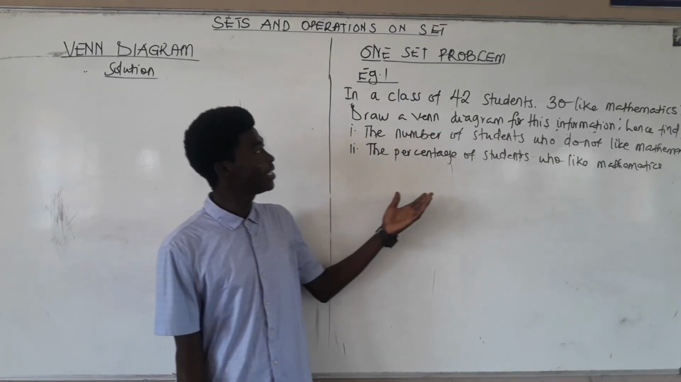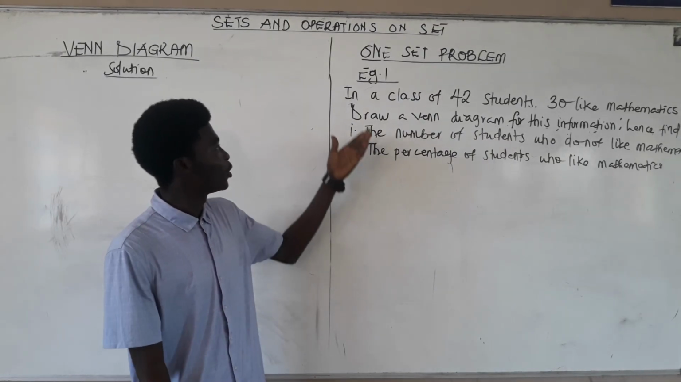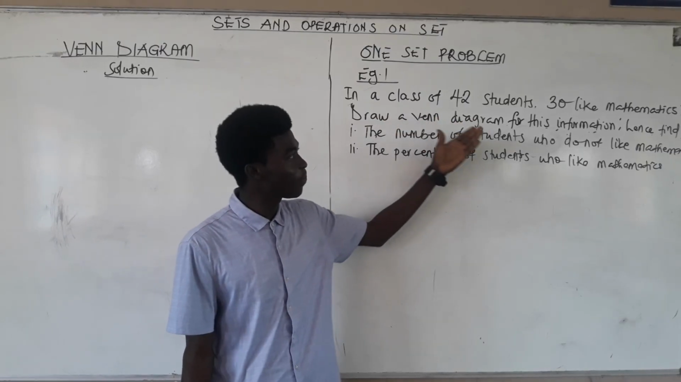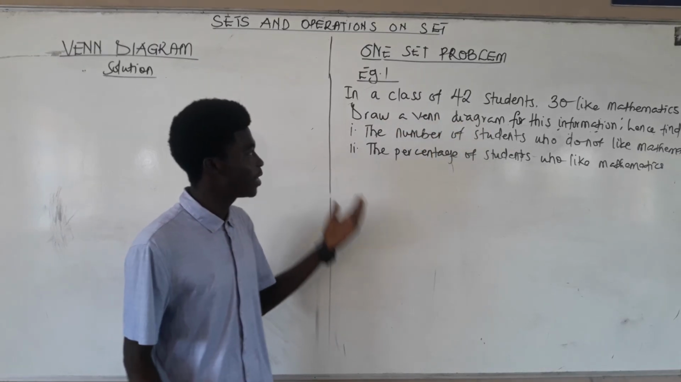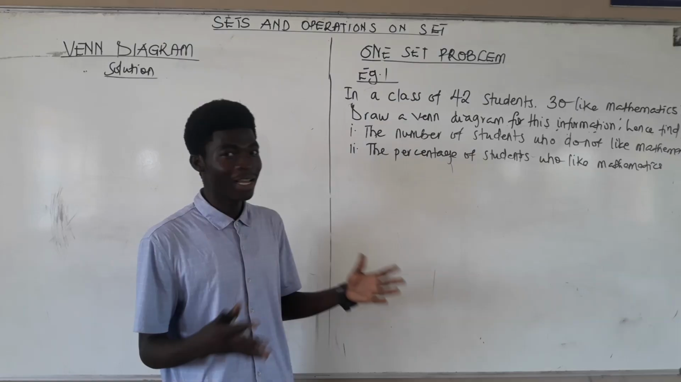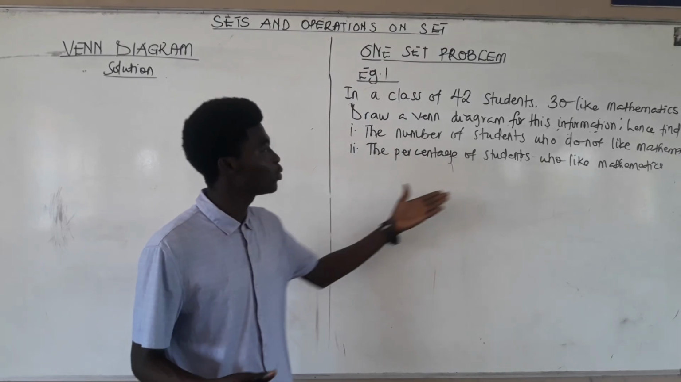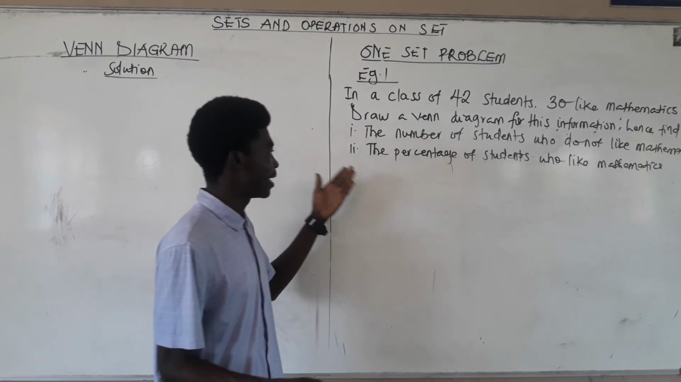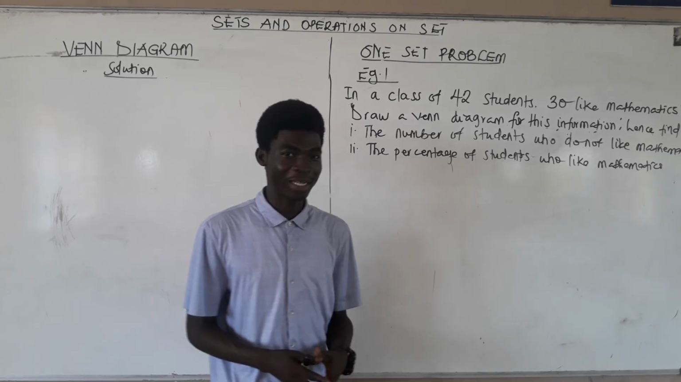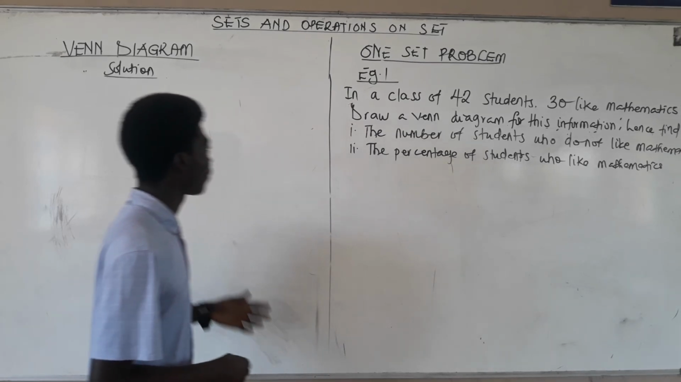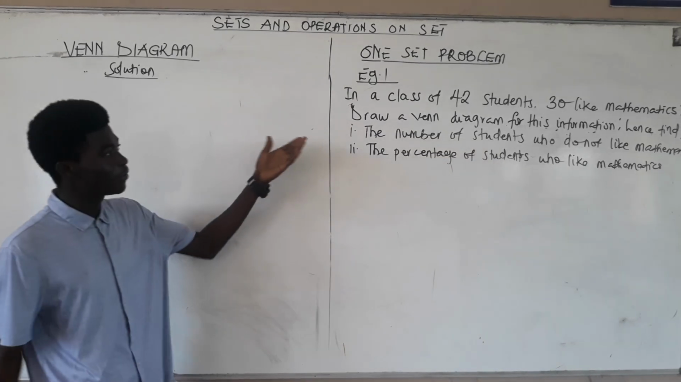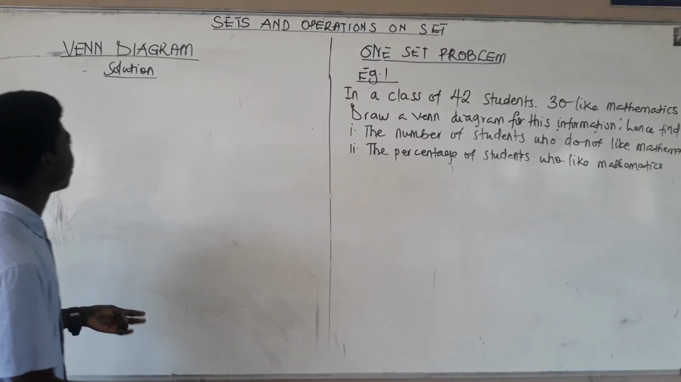We have this question here under the one set problem. In a class of 42 students, 30 like mathematics. Draw a Venn diagram for this information. Hence, find the number of students who do not like mathematics and the percentage of students who like mathematics. Now let's solve this. Let's represent our information in a Venn diagram.